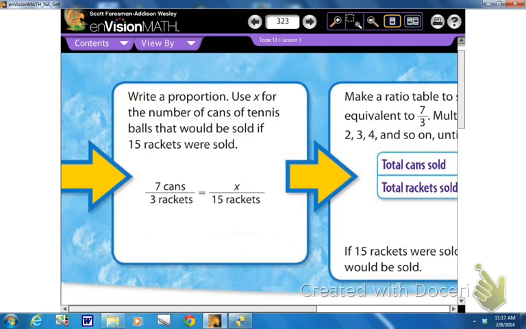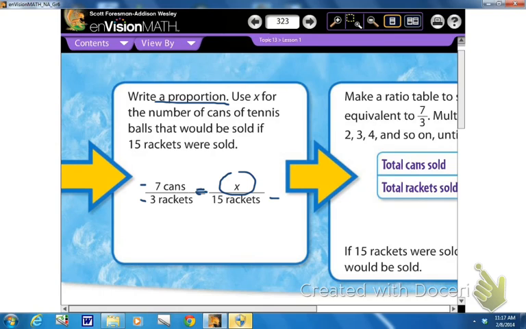Okay, so the first thing you want to do is write your proportion. All right, so we know that we have 7 cans for every 3 rackets. And we have our equal sign here. We're writing an equal ratio, or writing a proportion. We don't know the number of cans of tennis balls, but we do know it would be 15 rackets.